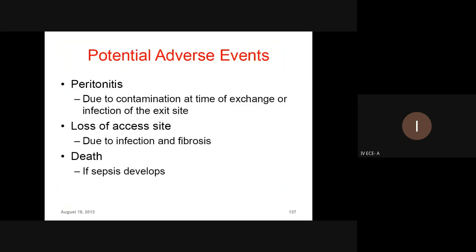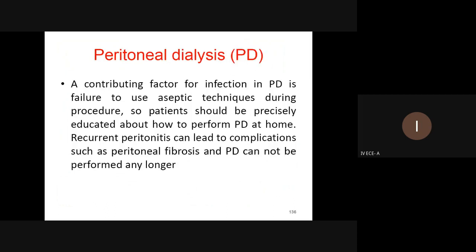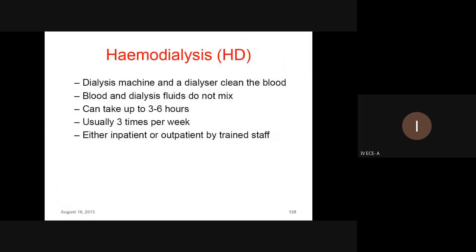So the peritoneal adverse events are peritonitis due to contamination at the time of exchange or infection of the exit site, and loss of access site due to infection and fibrosis. Death may occur if sepsis develops. Okay, so these are all the things we have to learn about dialysis.